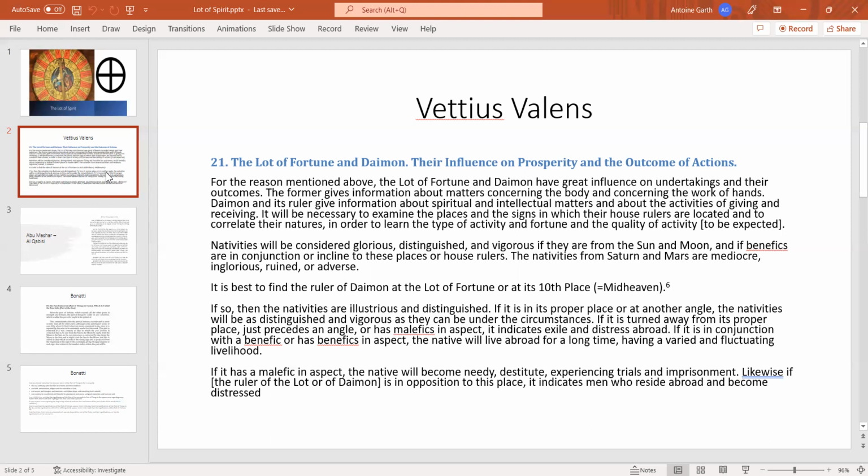So, okay, here we're talking about that. It will be necessary to examine the places and the signs in which their house rulers are located and to correlate their natures, and so on.